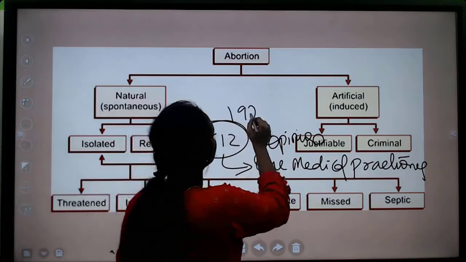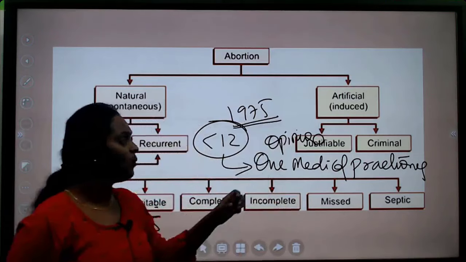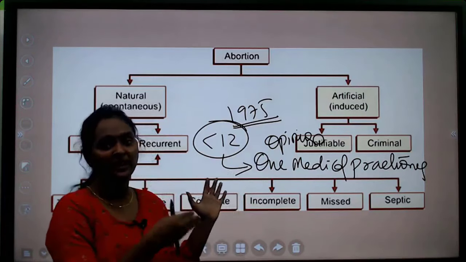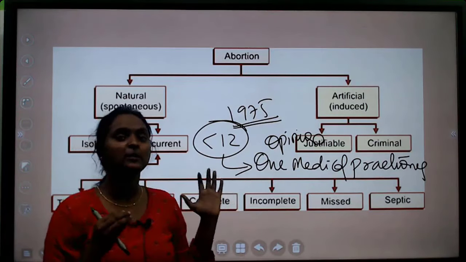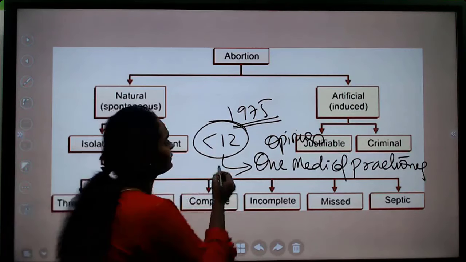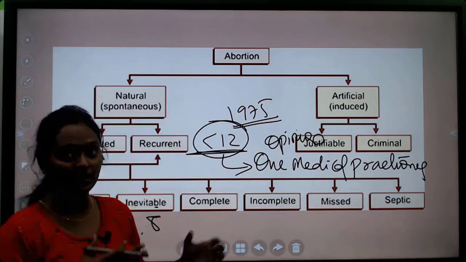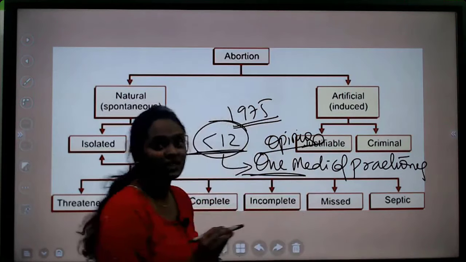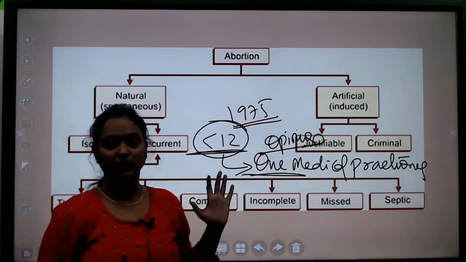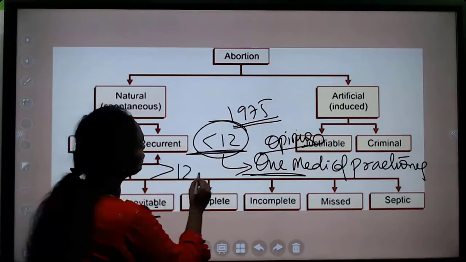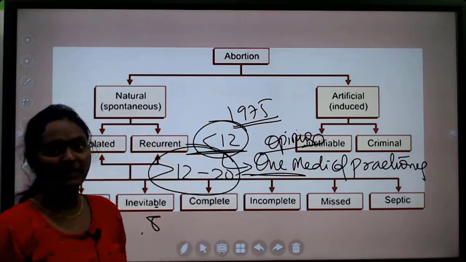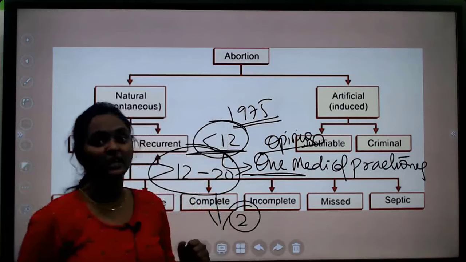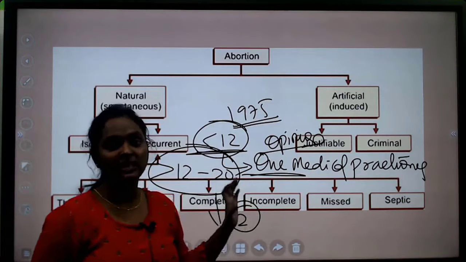Under the MTP Act 1975 amendment, what it is saying is that if the mother is less than 12 weeks of the gestational age, and she wants to terminate the pregnancy for any reason, one medical practitioner's opinion should be taken by the mother. If the pregnancy period is more than 12 to 20 weeks, then two medical practitioners' opinions should be required to terminate the pregnancy. That is the first amendment.